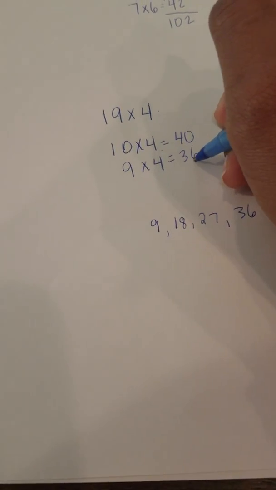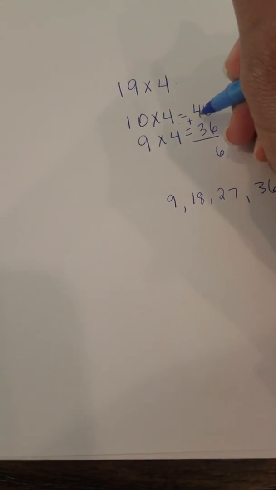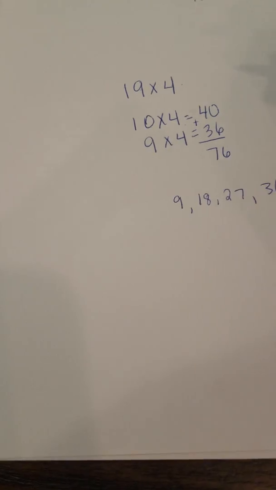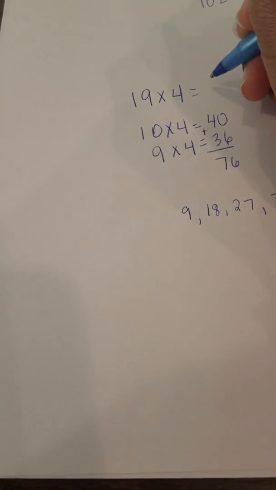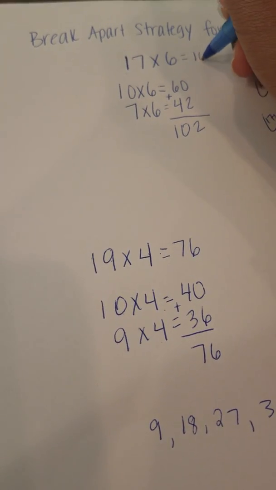Come write it up here. Stack it and add it. 0 plus 6 is 6. 4 plus 3 is 7. So then your answer to 19 times 4 is 76. And your answer to 17 times 6, forgot to write the answer up here, is 102.